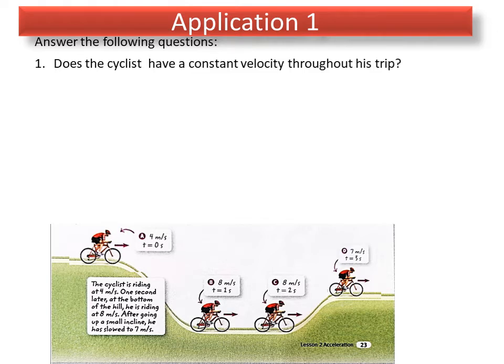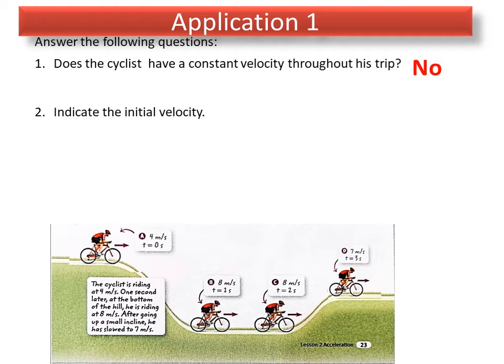I want you to look at the cyclist. Does the cyclist have a constant velocity throughout his trip? I mean, at position A, B, C, and D, does he have a constant velocity? In fact, he has the same direction, but the speed is different. It was changing from 4 meters per second to 8 meters per second and then to 7. So, no, it is not a constant velocity. Question 2.